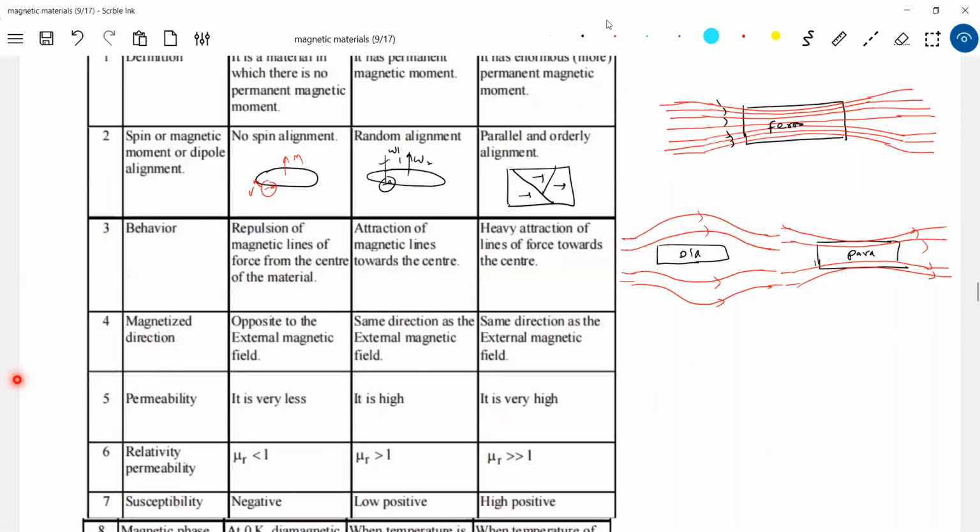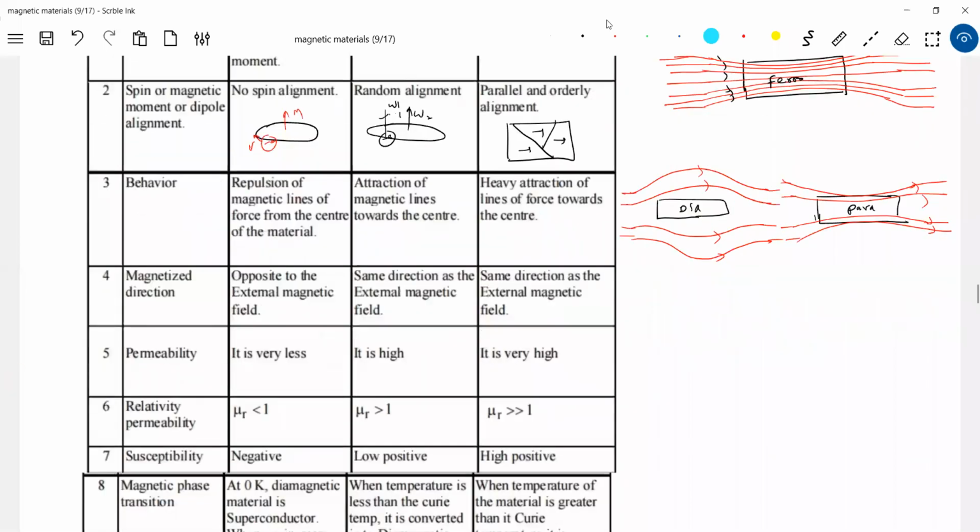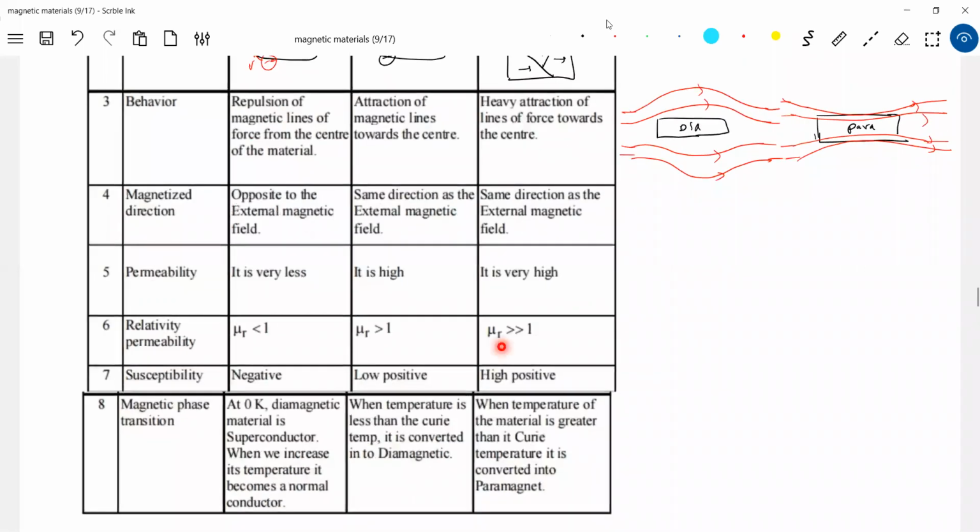Next, magnetized direction, opposite. I think already we did. Same direction as the external magnetic field. Permeability, it is very high. And what about mu r? Greater than, very much greater. This will be susceptibility: negative, low positive, very high positive.